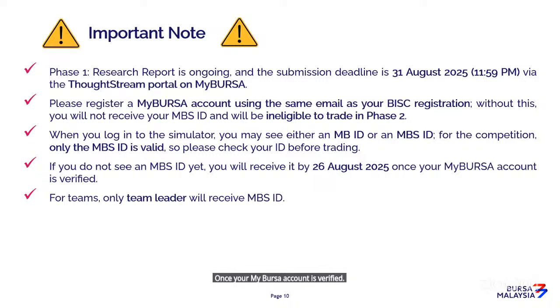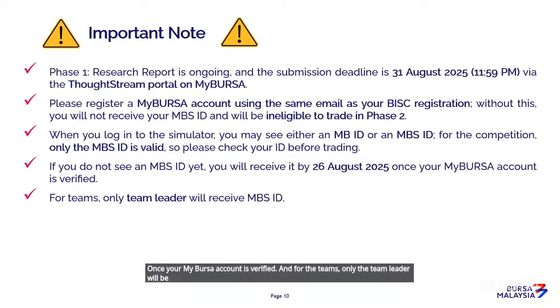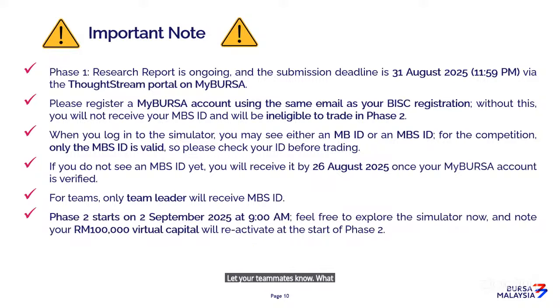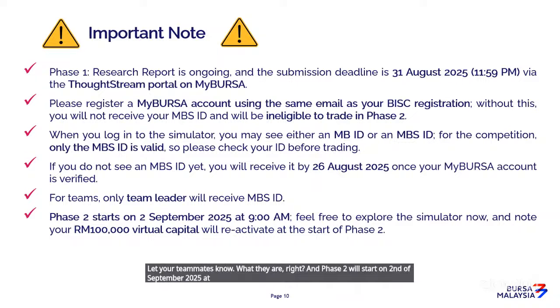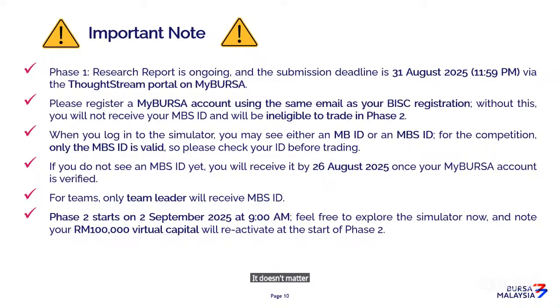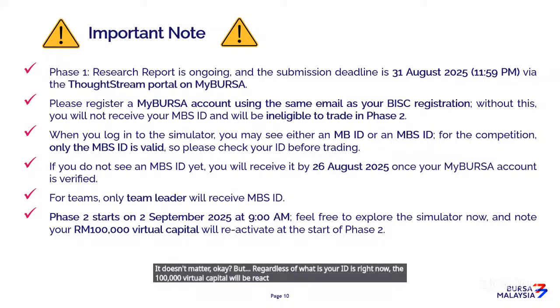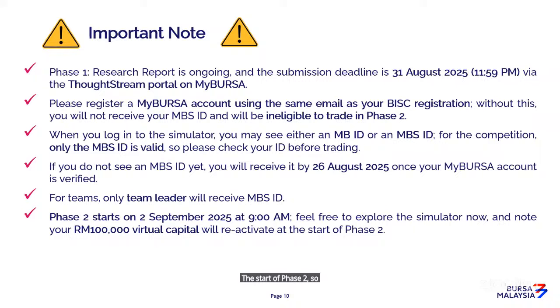And for the teams, only the team leader will be receiving the MBS ID, so please let your teammates know what they are, right? So, and phase 2 will start on 2nd of September 2025 at 9 a.m. So for now, feel free to explore the simulator, whether your ID is MBID or MBS ID, it doesn't matter, okay? But regardless of what your ID is right now, the 100,000 virtual capital will be reactivated at the start of phase 2. So no worries, the fund will not deplete or you can earn extra. No, it will be reactivated upon the start of phase 2.